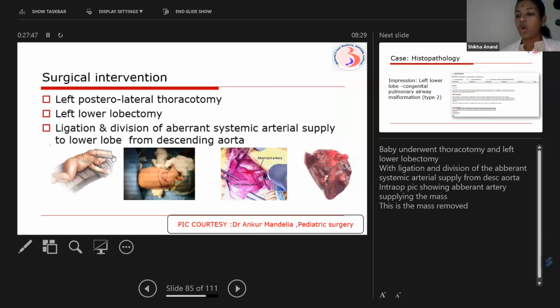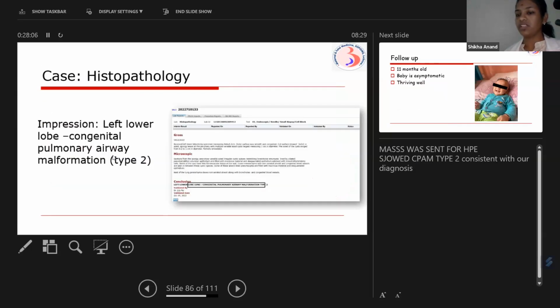The baby underwent thoracotomy and left lower lobectomy with ligation and division of the aberrant systemic arterial supply from the descending aorta. Here you can see the intraoperative picture where the mass is supplied by the aberrant artery. This is the mass that has been removed. The histopathological examination showed congenital pulmonary airway malformation type 2, which was consistent with our diagnosis.